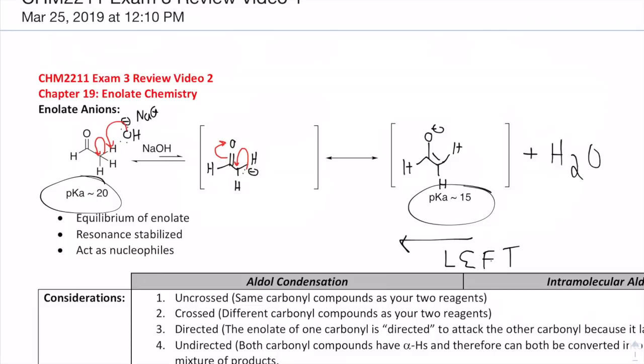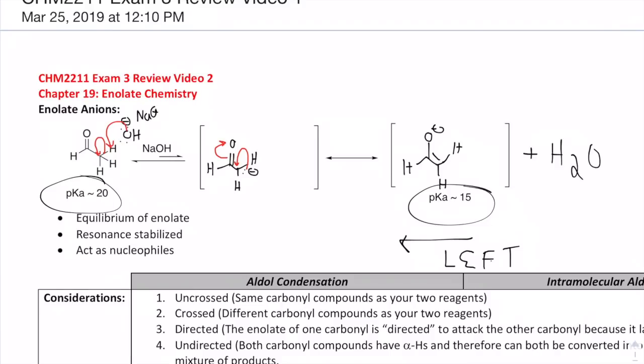So if that didn't really make much sense, I can say it in another way. Basically, even though this little step is not favorable, the formation of a very, very stable product at the end, such as a highly conjugated molecule, will trump the effects of this because that's the driving force of the reaction. All right.